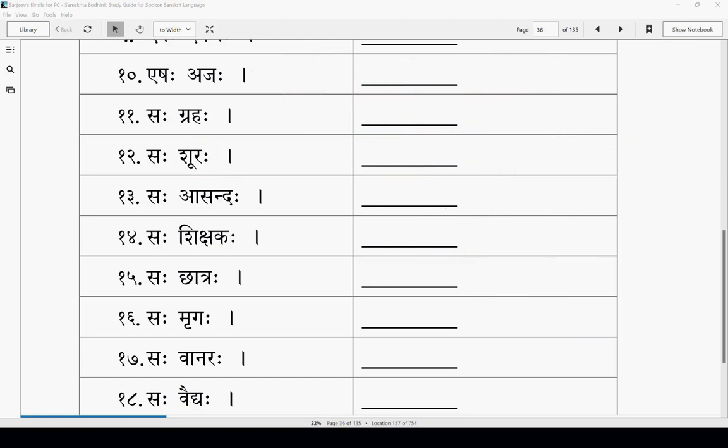So what is the lingam of Shuraha? Pullingam. Vachanam. Ekavachanam. Vibhakti. Prathama vibhakti. So these are all in the Prathama vibhakti because we are using them as the subject in the sentence.